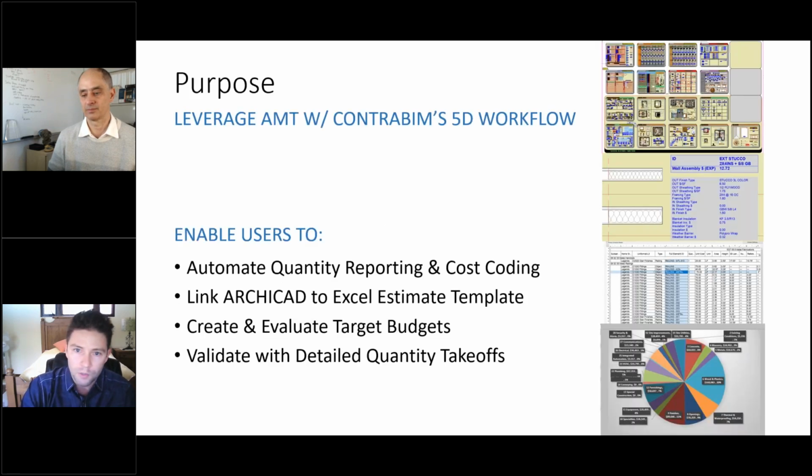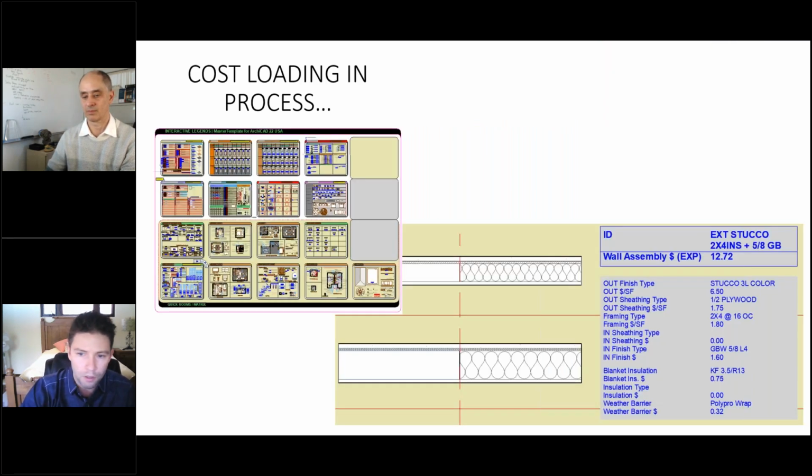The whole purpose of this is to leverage MasterTemplate, which is obviously very robust already and which a lot of people prefer for their architectural design workflow, but we really want to do a little more with it and leverage the ContraBIM 5D estimating workflow, which enables users to automate how quantities are reported, as well as organize model elements for cost coding. With this solution, we can also link directly to Excel for creating really flexible estimates. The purpose is to help quantify and evaluate early target budgets, and then validate later, once you have the quantity takeoffs from the model, against those initial projections to really dial in the estimate on your project.